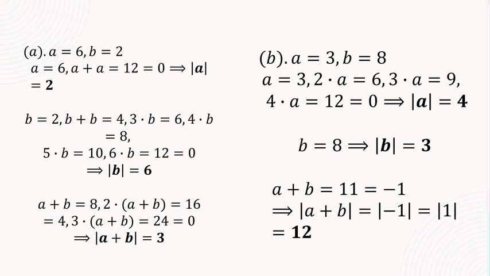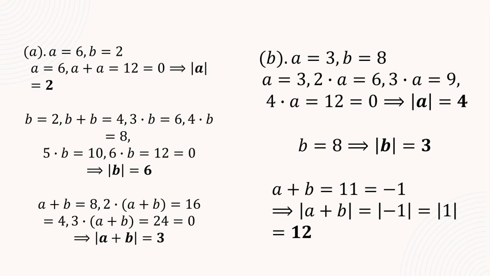b equals 2, 3 times b equals 6, 4 times b equals 8, 5 times b equals 10, 6 times b equals 12, which equals 0. |b| is equal to 6. a plus b equals 8. 2 times (a plus b) equals 16, which equals 4. 3 times (a plus b) equals 24, which equals 0.